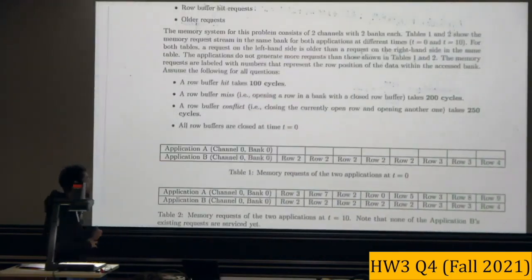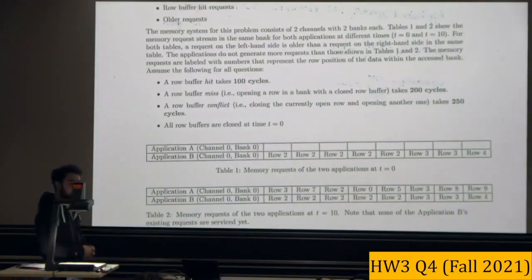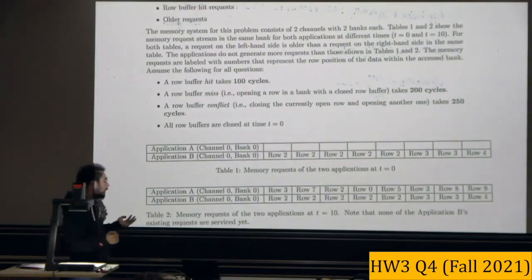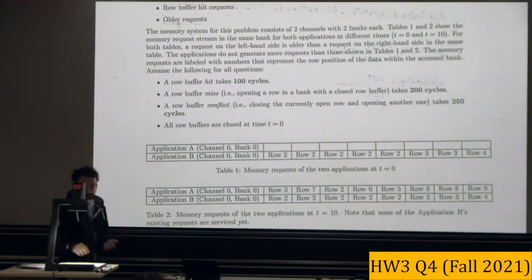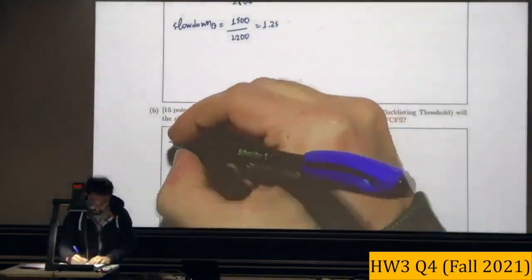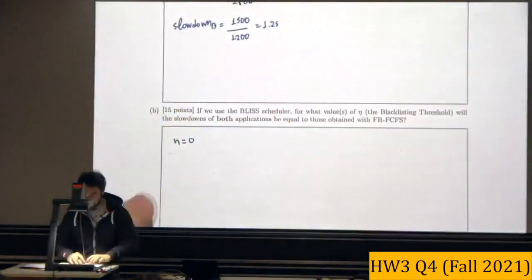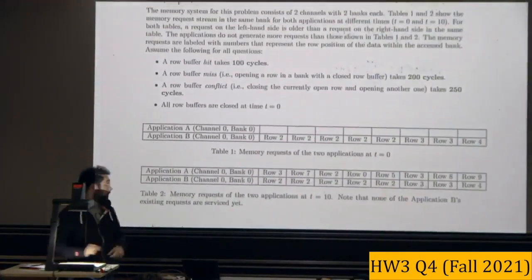is twofold. First, if we have n equals 0, then we execute the applications with FRFCFS, right? Because we never blacklist. So one option is to have n equals 0. The second option, I will do some trial and error.